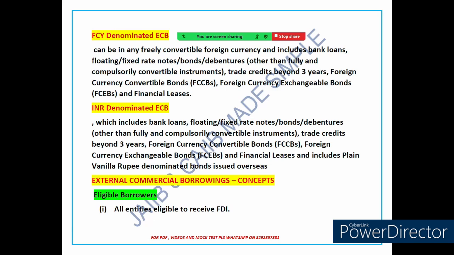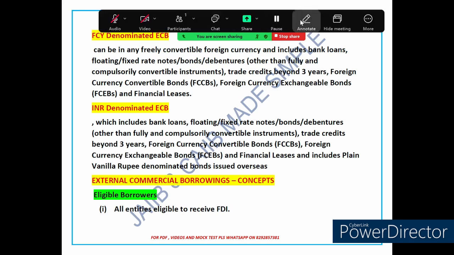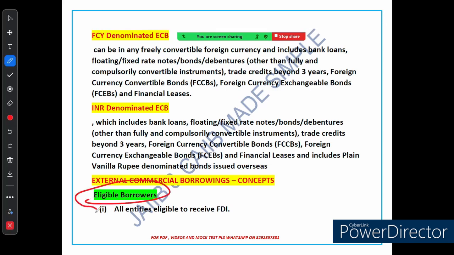We will talk about external commercial borrowing and break down who can borrow, what they can use the money for, and what they can't. Let's get started. First let's talk about who can actually take this loan, also known as eligible borrower. When I say eligible borrower, I mean who can take this external commercial borrowing loan.